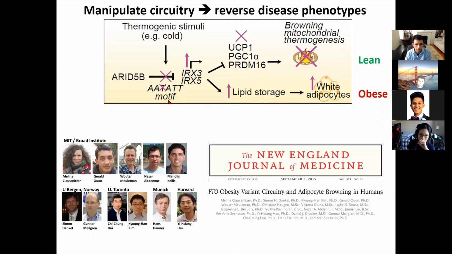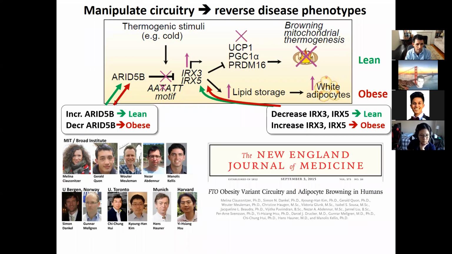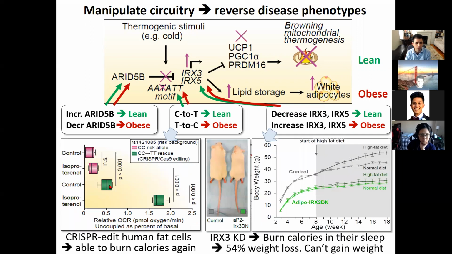And then how, by piecing together that circuitry, we can now start intervening. We can actually go and manipulate the upstream regulators, the downstream target genes, and even edit these nucleotides with dramatic consequences.